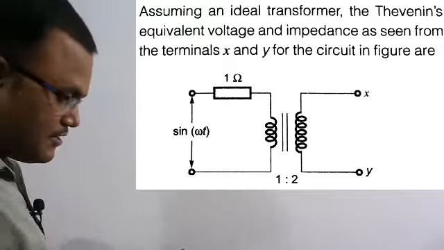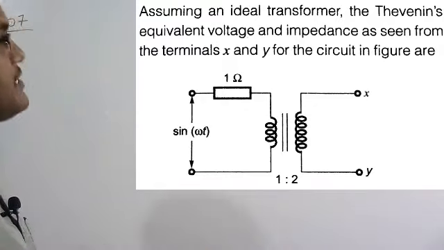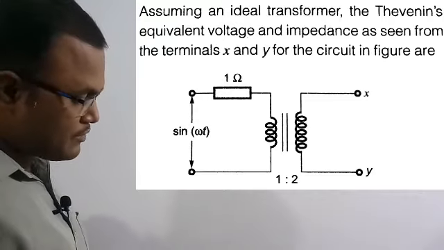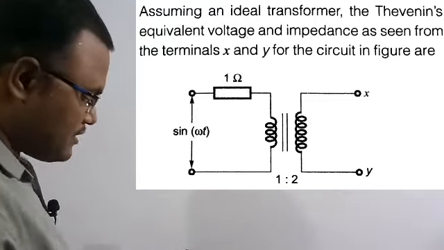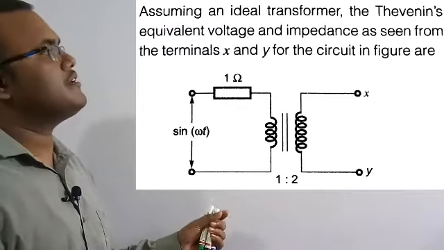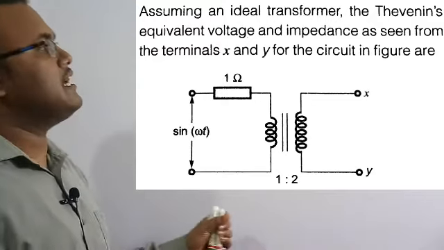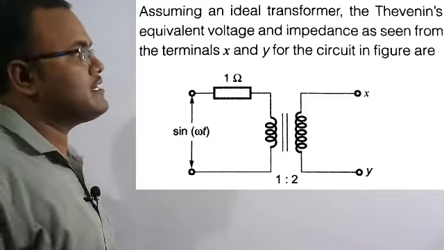Okay, now we will move forward to solve the numerical. The numerical number is 107. See the question here. The question says: assuming an ideal transformer, find the Thevenin equivalent voltage and impedance as seen from the terminals X and Y for the circuit in the given figure. So there is a transformer in the circuit, and we need to figure out the Thevenin voltage and the Thevenin impedance across the terminals X and Y.